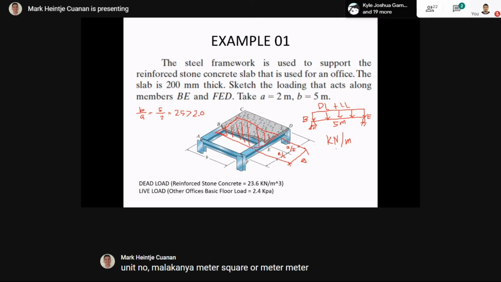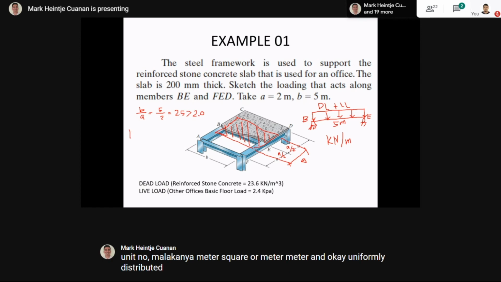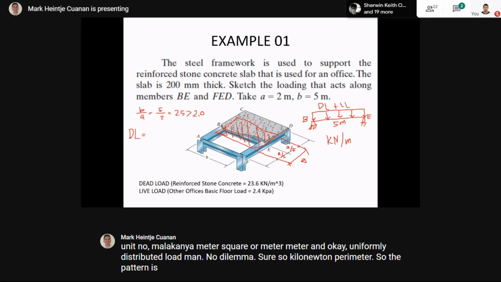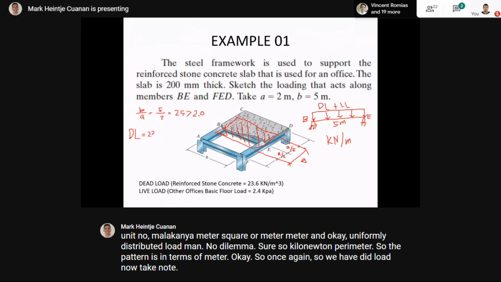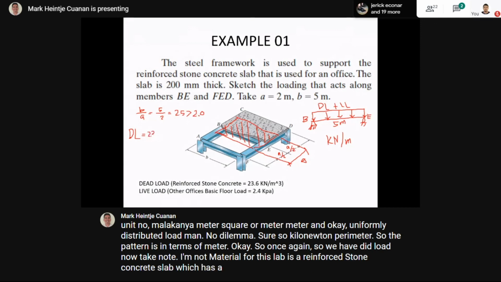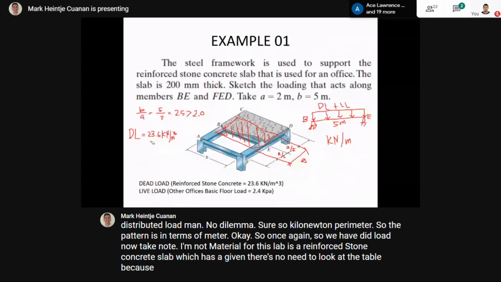Okay? So how will we solve it? So we have dead load. Now take note, the material we are using for the slab is a reinforced stone concrete slab, which has a given unit weight. There is no need to look at the table because the unit weight is already given, which is 23.6 kilonewton per meter cube. Okay? So take note, our unit should be in terms of kilonewton per meter. So we should cancel out two meters to get a kilonewton per meter value.